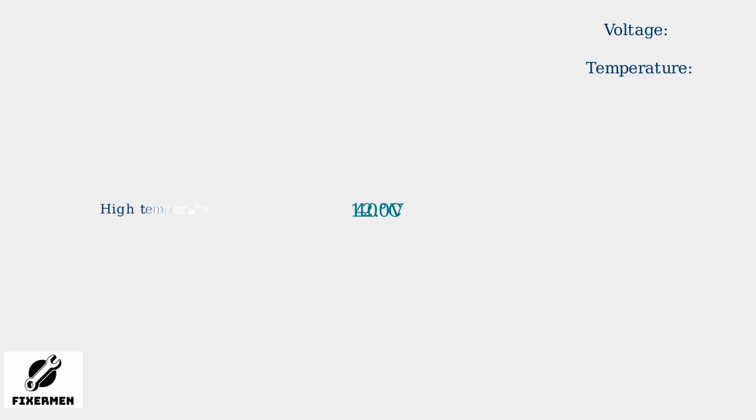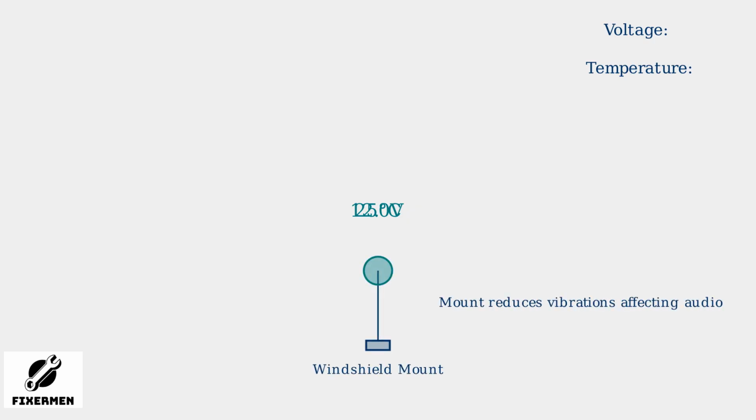Extreme temperatures also affect audio recording. Very hot or cold conditions can damage the microphone sensor or cause electronic components to malfunction. Proper mounting is essential to minimize vibrations, which can interfere with audio quality. A windshield mount provides stability and reduces motion-induced noise in recordings.